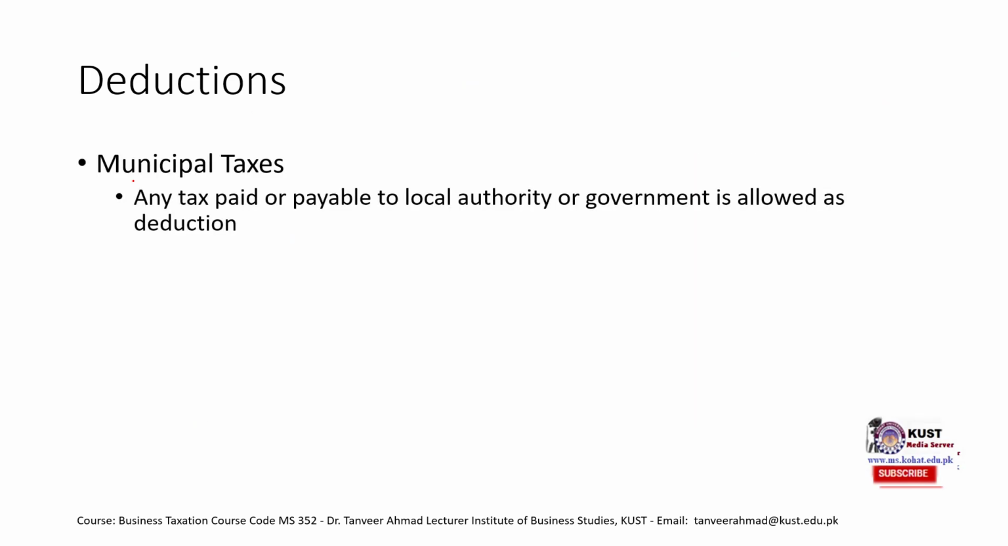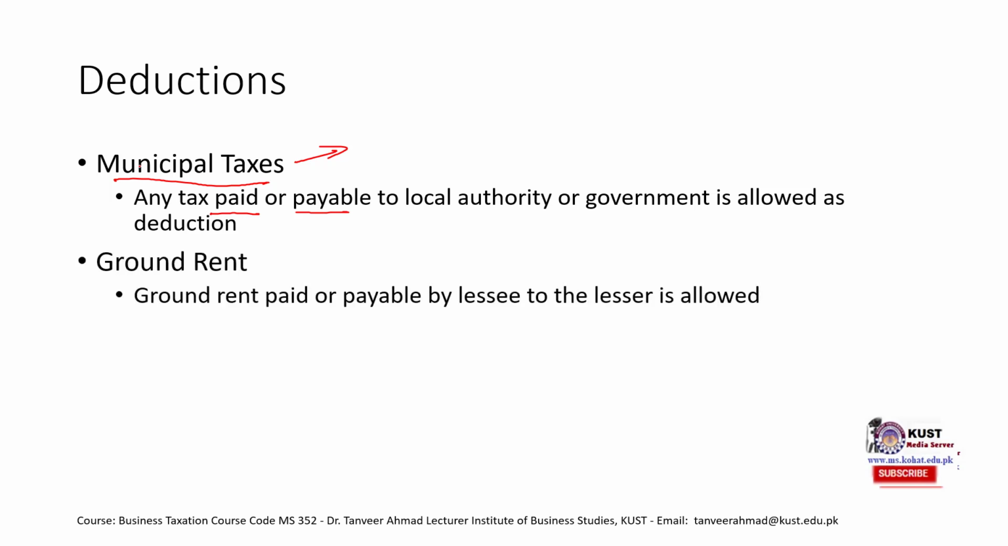Then we have municipal taxes. We pay certain taxes to municipal authority, whether that being local government or federal government, and whether they are paid or payable, they are allowed as deduction. There is a terminology which is called ground rent. You might have probably seen, if you are familiar, there are certain shops that are constructed by municipal authorities, and even if we buy the shop, right? If you buy that shop, you would have to pay certain rent to the municipal authority.